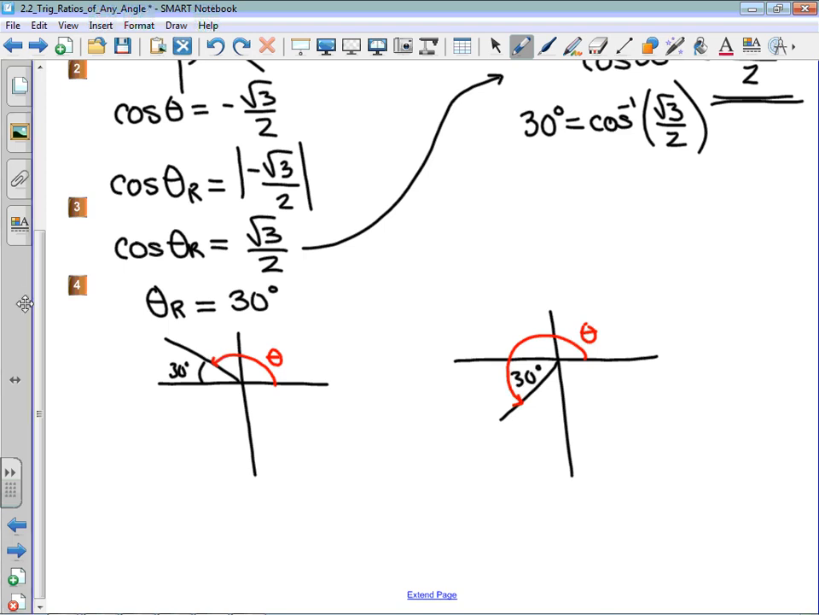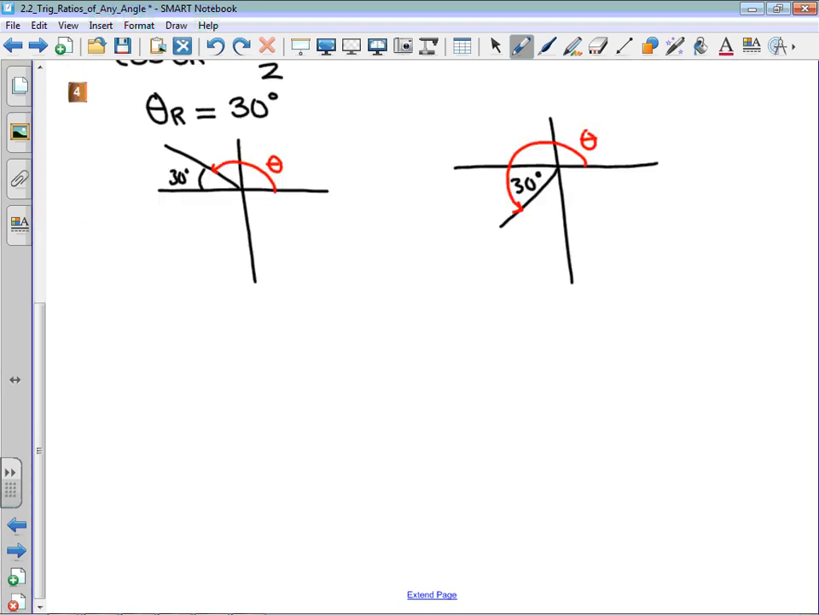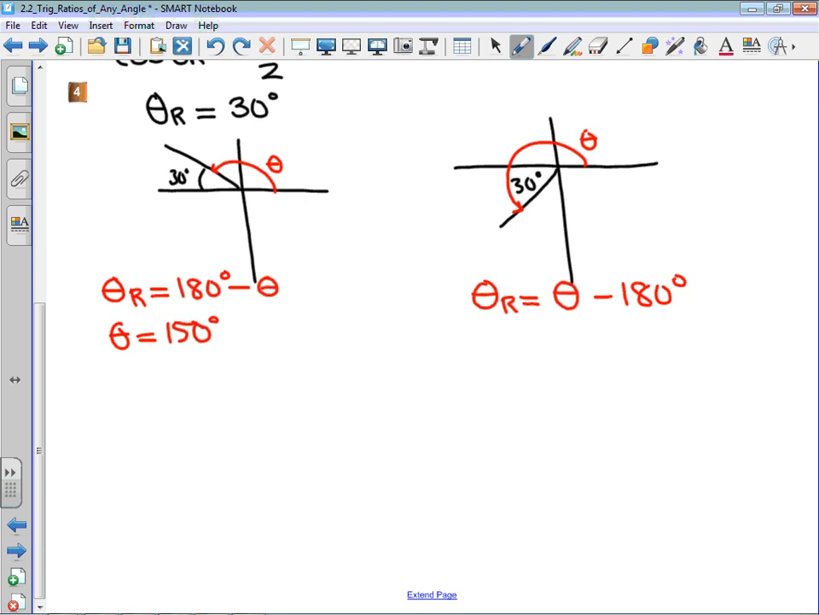In quadrant 2, the reference angle is equal to 180 degrees minus theta. I've actually already done this one. And what we get is that theta is equal to 150. That was the same answer from the previous question. The other piece of this in quadrant 3 is that theta reference is equal to our rotational angle minus 180 degrees. Well, if 30 degrees is equal to some theta minus 180, when I add 180 to that, I get that 210 degrees is equal to theta.